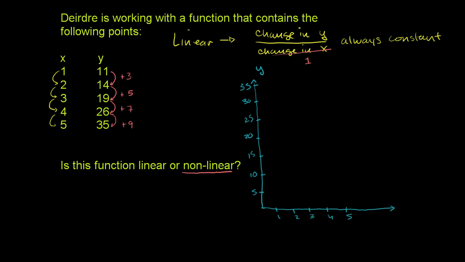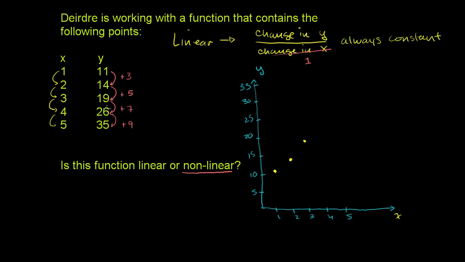And so let's plot these points. So the first point is 1, 11. When x is 1, y is 11. This is our x-axis. When x is 1, y is 11. That's right about there. When x is 2, y is 14, right about there. When x is 3, y is 19, right about there.